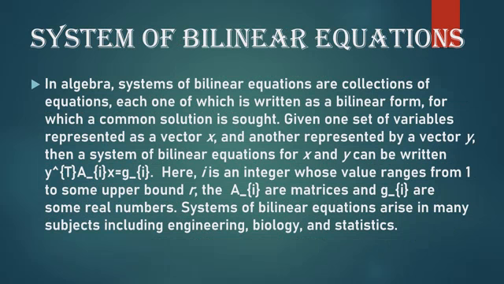In algebra, systems of bilinear equations are collections of equations, each one of which is written as a bilinear form, for which a common solution is sought. Given one set of variables represented as a vector x and another represented by a vector y, then a system of bilinear equations for x and y can be written as y^T A_i x = g_i. Here i is an integer whose value ranges from 1 to some upper bound r. The A_i are matrices and g_i are some real numbers. Systems of bilinear equations arise in many subjects including engineering, biology and statistics.